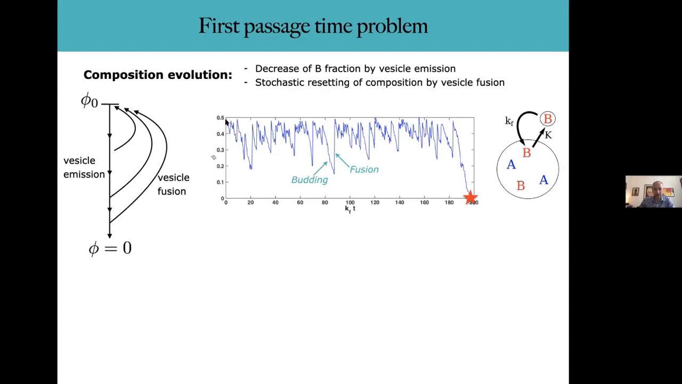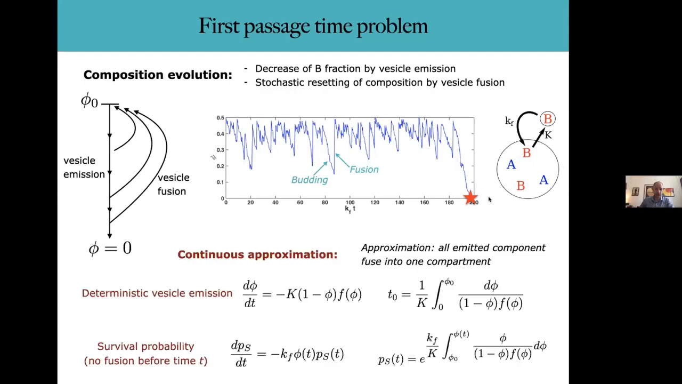So if you let B be secreted, it means that phi will go down, but eventually the B's that were secreted can fuse back. So boom, phi goes up, and phi goes down, up. Budding, budding, budding, fusion, etc. And eventually, if you wait long enough, you will end up with a system where all the B's have been exported, and you have a compartment which is full of A. And you can study how long this will take.